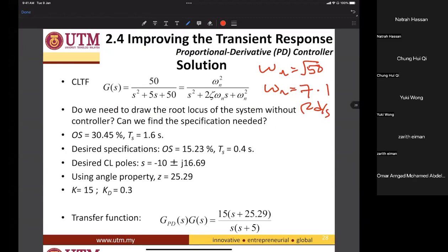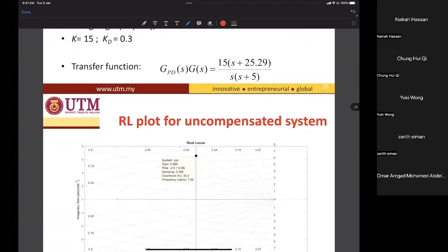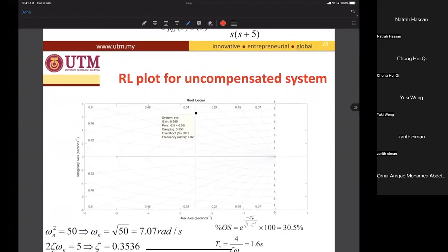So the OS is 30.45% and the TS is 1.6%. Where does this come from? This one comes from this one, from the plotting. So you can see that it's over here, 0, 50.